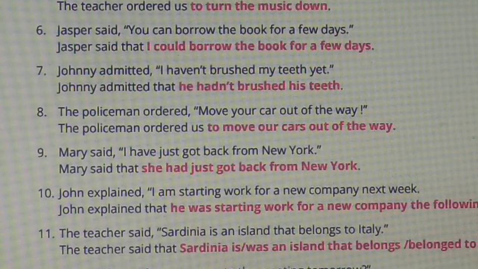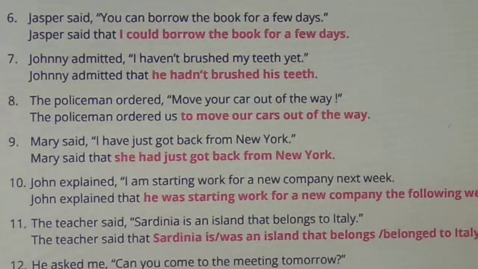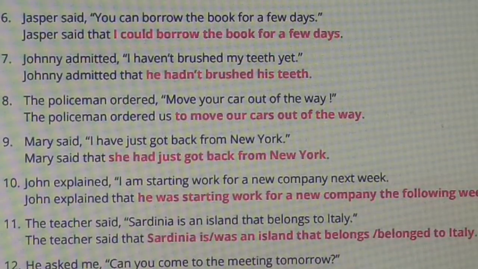Mary said, I have just got back from New York. Mary said that she had. I changes into she, have into had. So John explained, I'm starting work for a new company next week. John explained that he. See, I changes into he, am changes into was. Next week changes into following week. These are some of the rules you have to learn by heart.